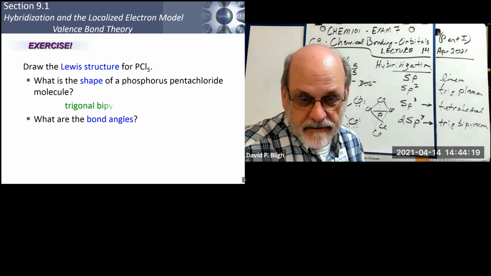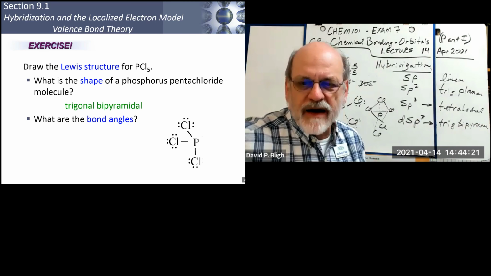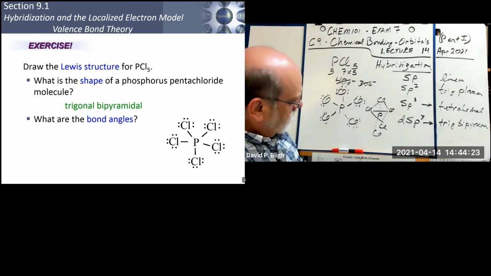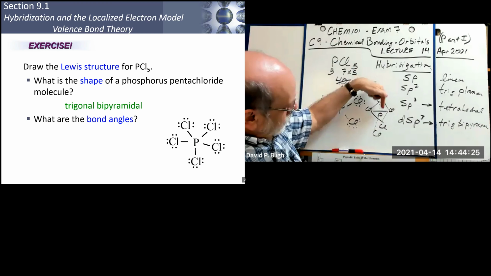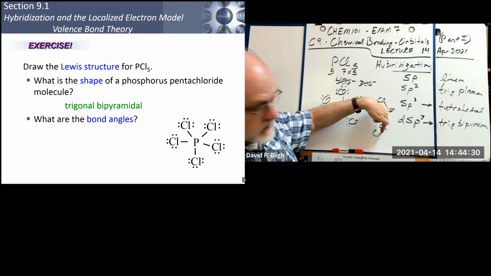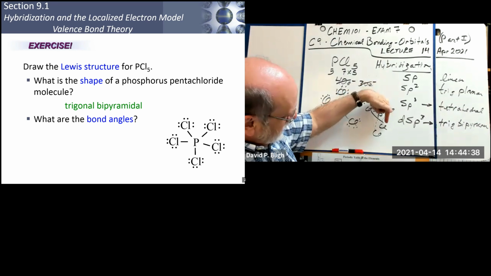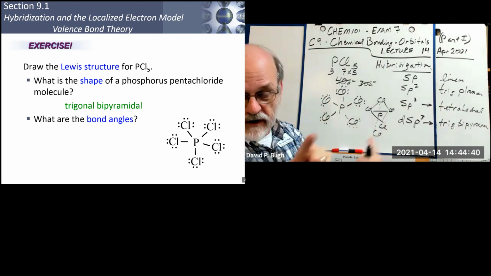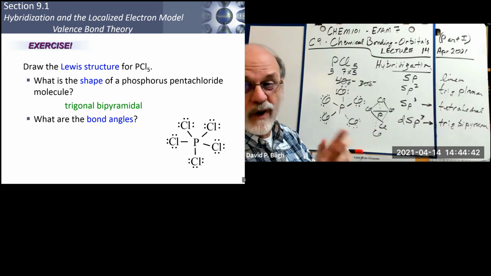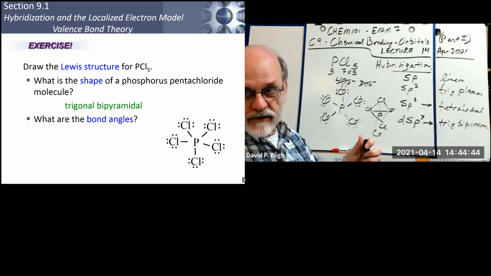And let's see. Trigonal bipyramid. Now, what kind of bond angles do you have? Well, if you start here, the bond angle between that one and this one is 180. The bond angle between this one and that one is a right angle, 90 degrees. The bond angle between this one and this one is on a trigonal plane, so it's 120 degrees. So you have those 3 possibilities.